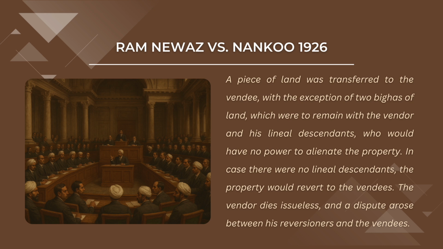This can be seen in the case of Ram Nivas versus Nanku of 1926. A piece of land was transferred to the vendee, with the exception of 2 bighas of land which were to remain with the vendor and his lineal descendants, who would have no power to alienate the property. In case there were no lineal descendants, the property would revert to the vendees. The vendor dies issueless and the dispute arose between his reversioners and vendees.